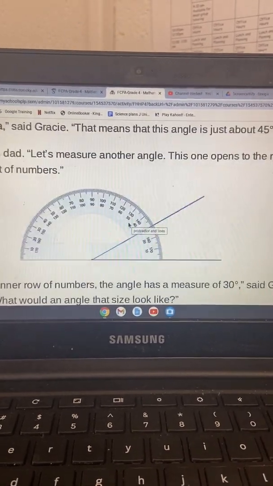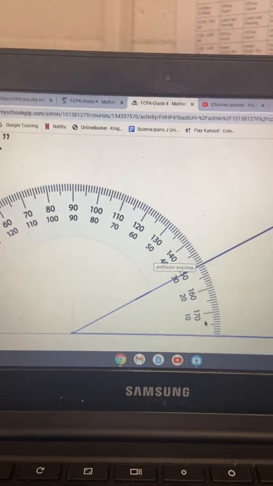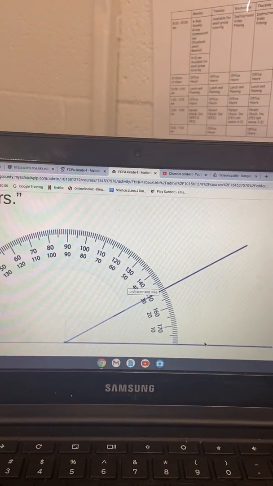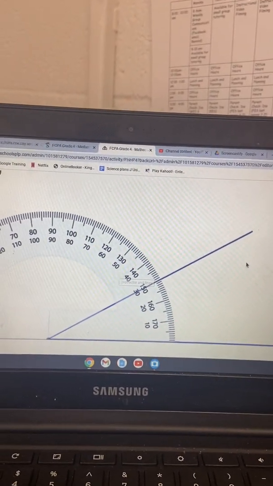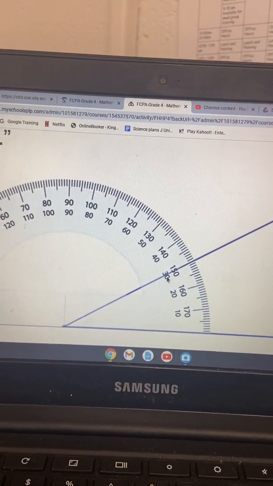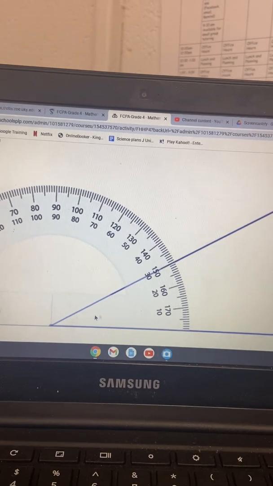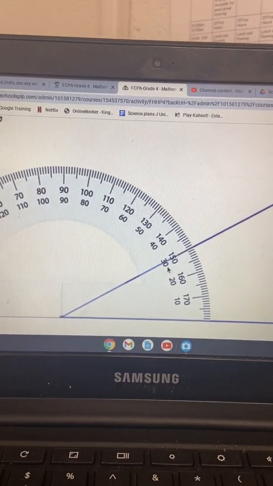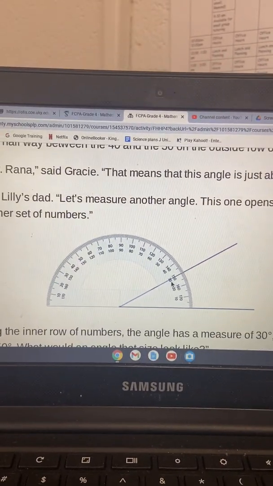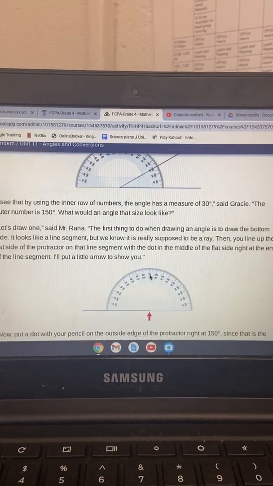Okay, so on this one, this angle is an acute angle. That means it's less than 90 degrees. So on this side, I'm going to use my bottom number, because if it's acute, there's no way it could be 150 degrees. And this one, it looks like it falls right on the 30 degrees. So that would be a 30-degree angle.